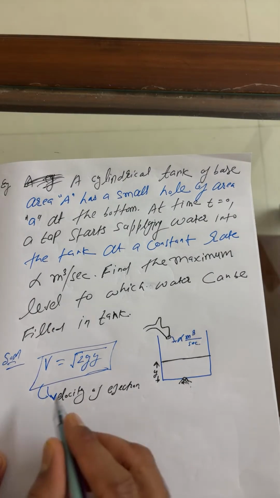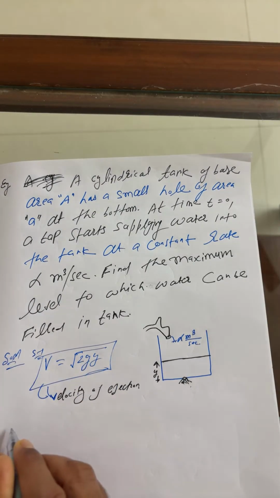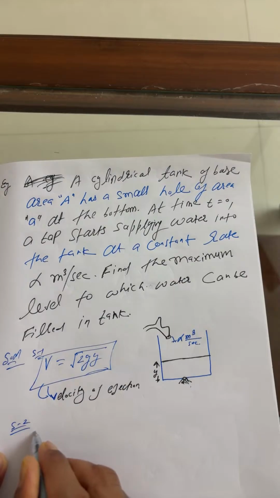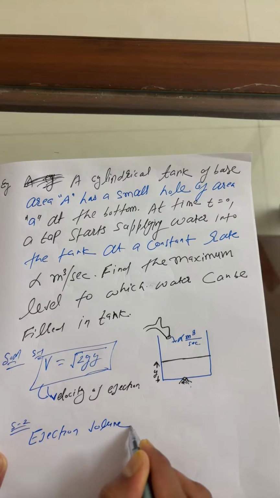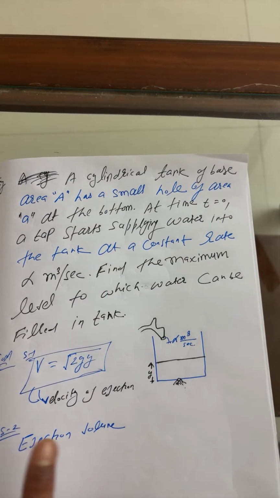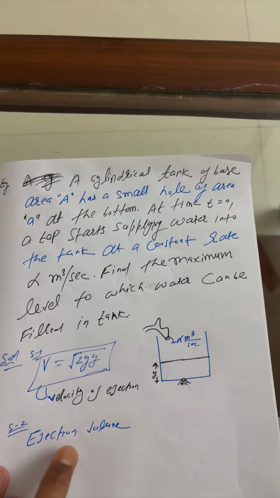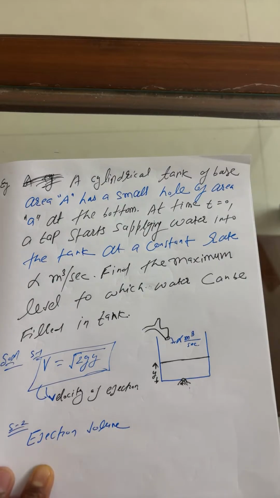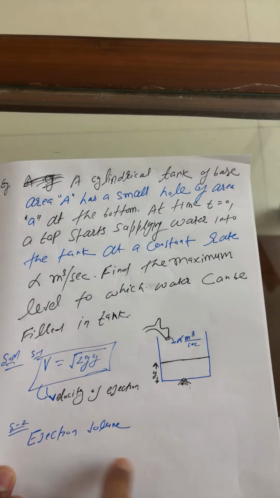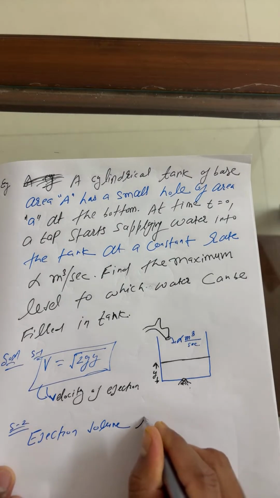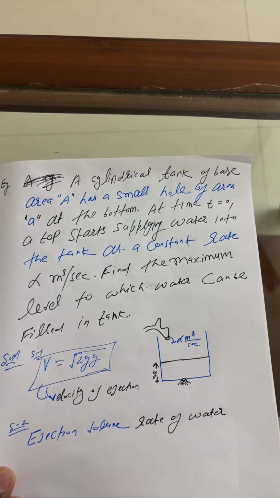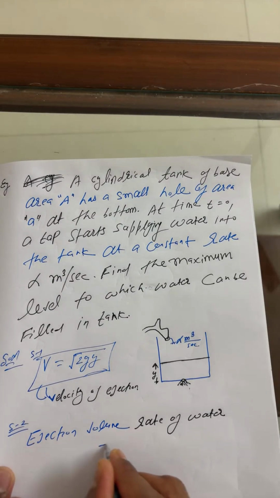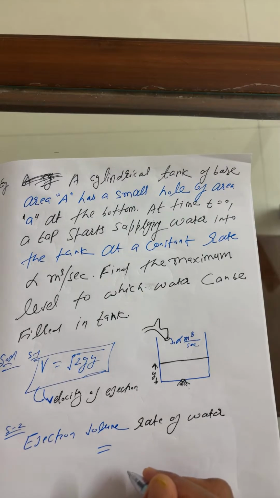Now for the next step, we have to find the ejection volume rate. So write step one. Now step two, ejection volume. In today's class, someone asked what is the volume. It's very simple. Ejection volume means we are talking about the volume rate. So write the ejection volume rate of water.